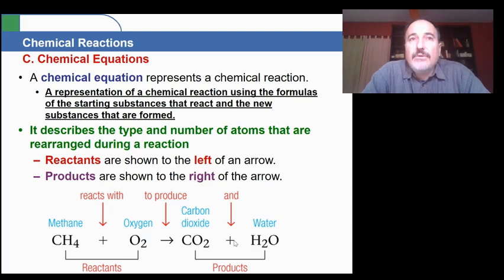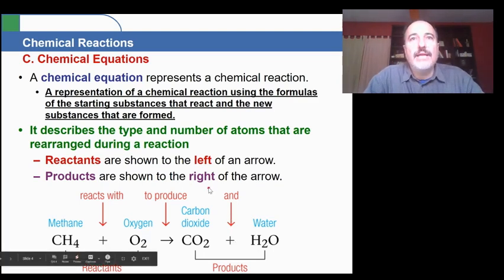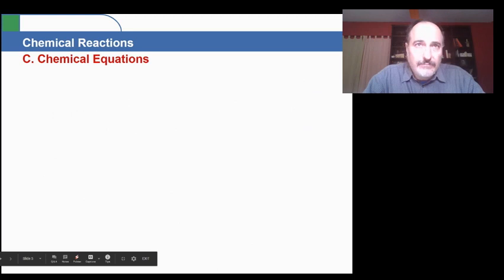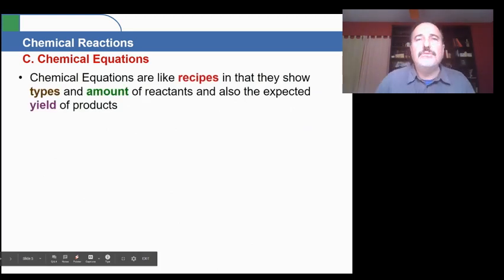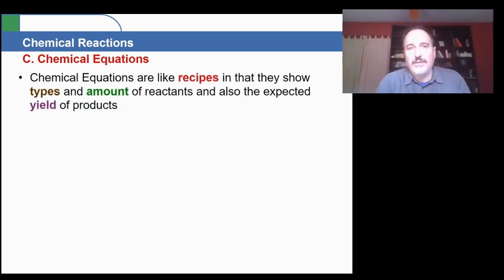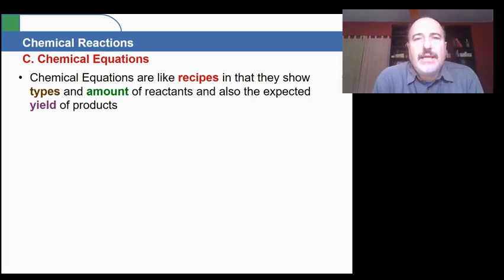But the best representation would be a balanced chemical equation. Because not only does a balanced chemical equation give you what the reactants and products are that are part of the reaction, but it also indicates how many, how much, and that is a much more realistic representation of the chemical reaction. Now, it can give you more information. Think of equations kind of like a recipe in that they show the types and amounts of reactants and also the expected yield of products.